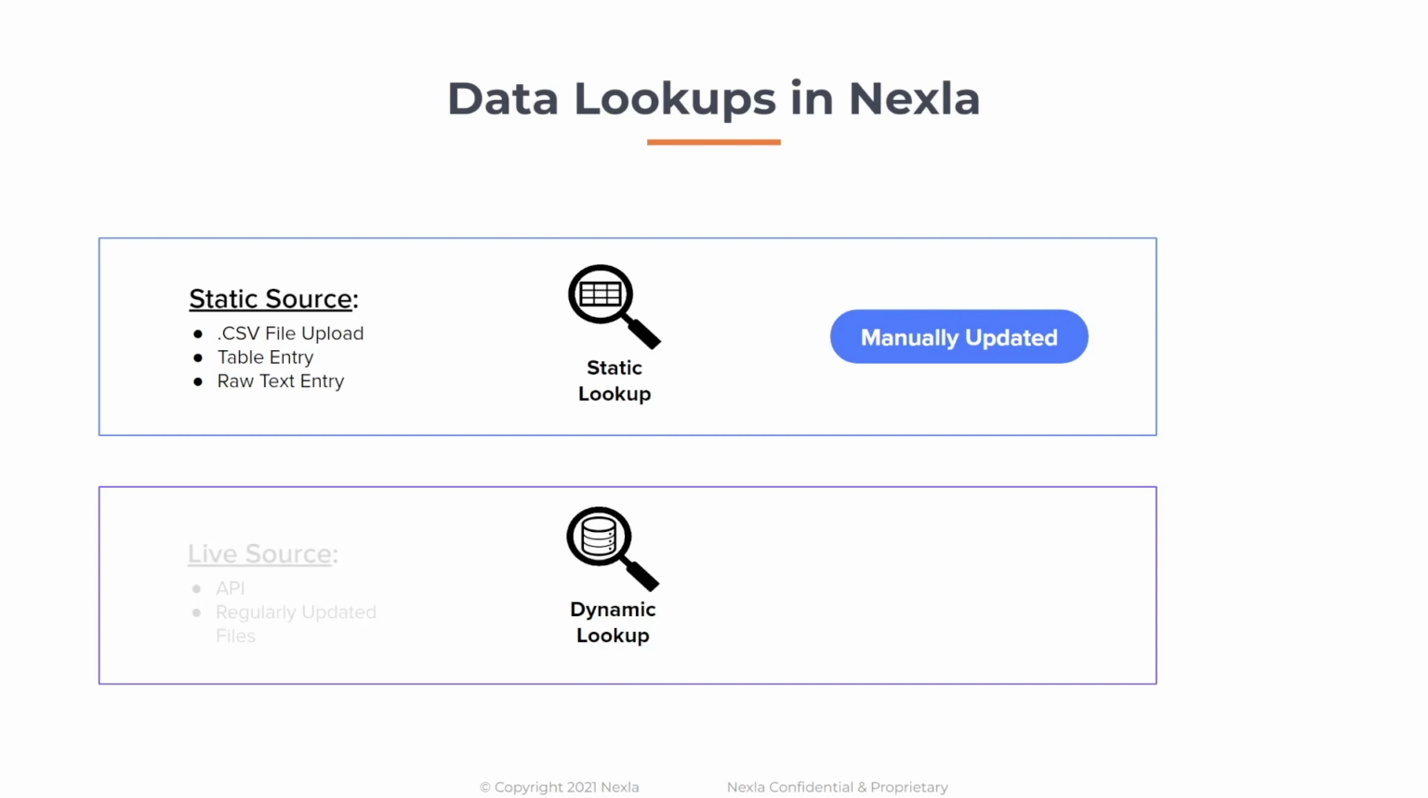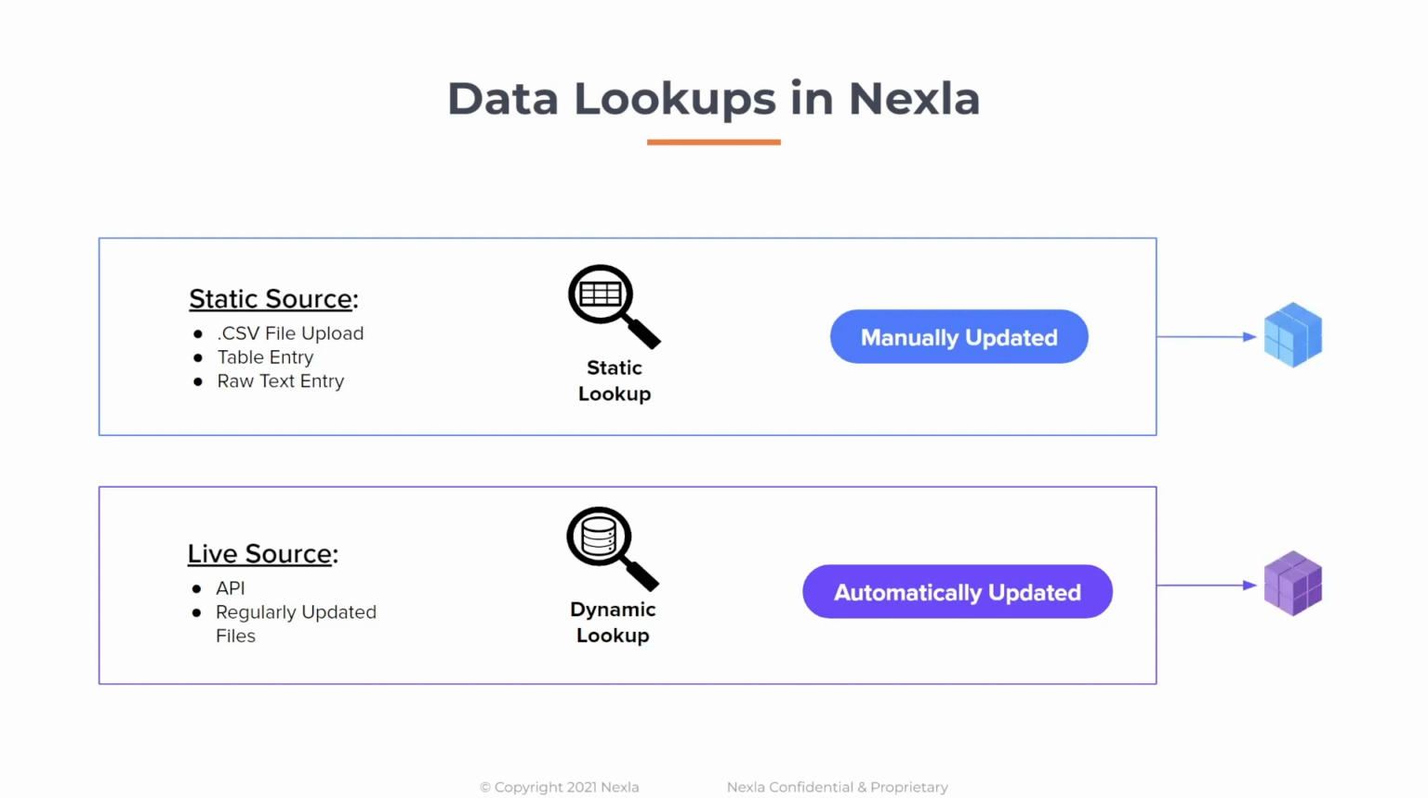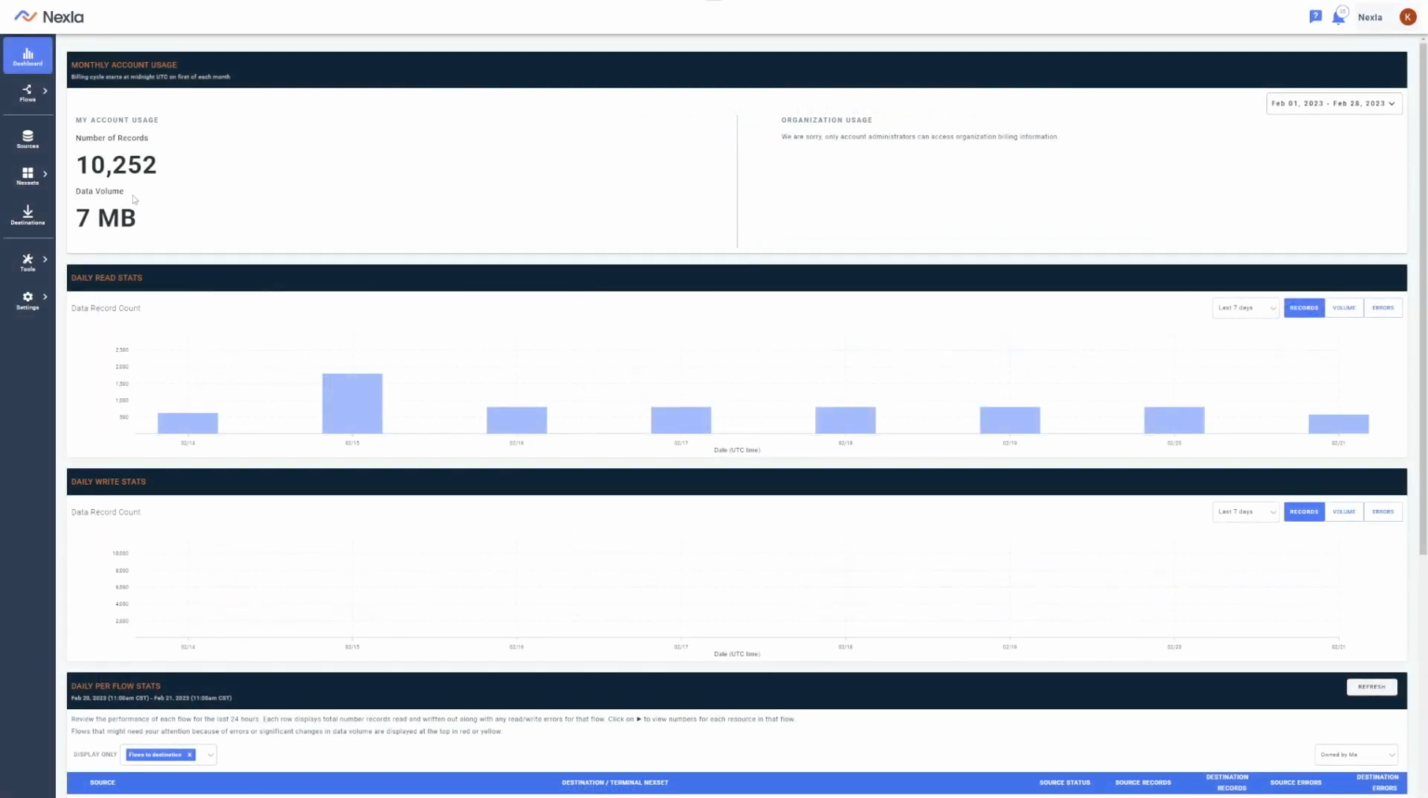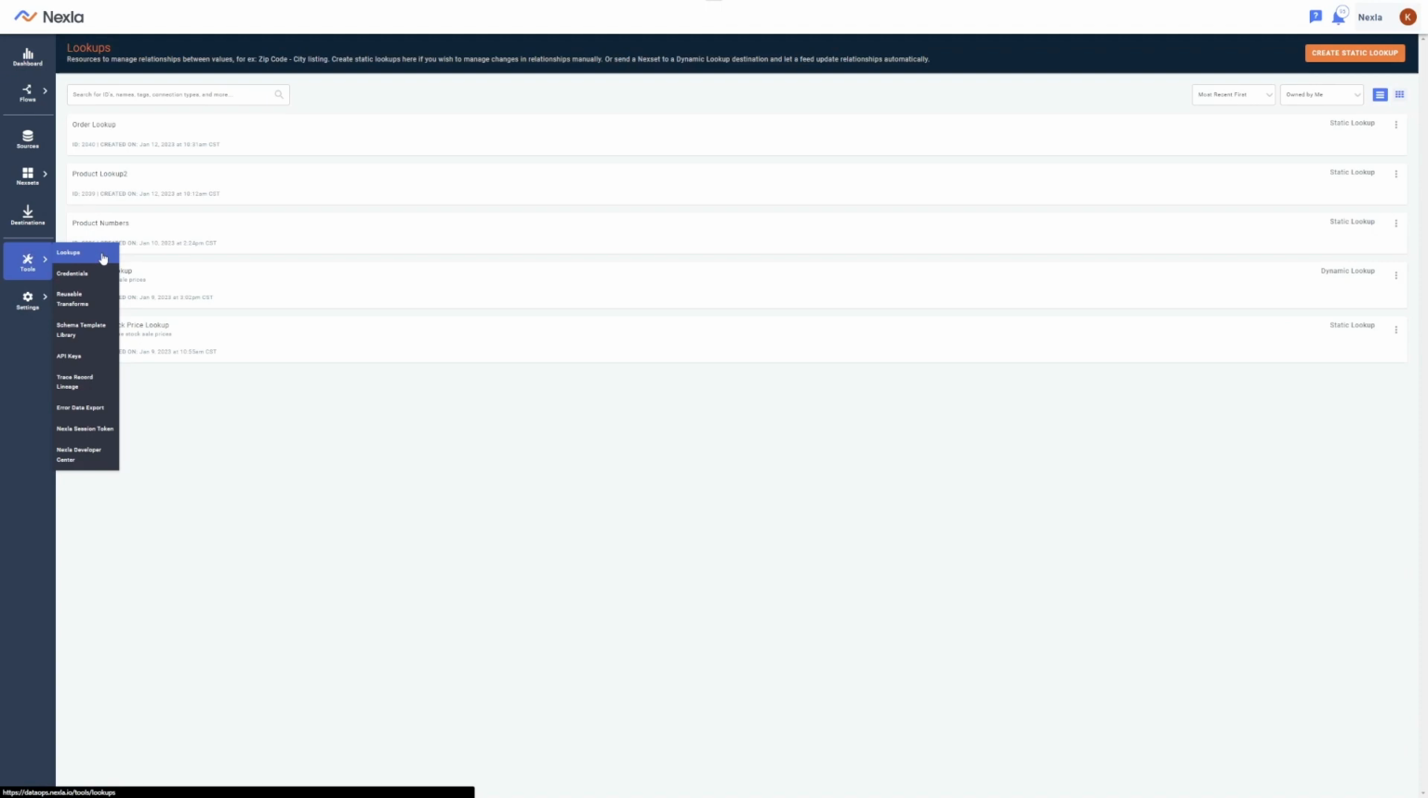Dynamic lookups are created based on a live data source, such as an API or a regularly updated file source, and these lookups are updated automatically in real time based on changes in the data source. Nexsets created using data lookups can be transformed, validated, shared, and sent to destinations just like any other Nexset. In the Nexla platform, lookups can be viewed and created by selecting Lookups from the Tools menu.